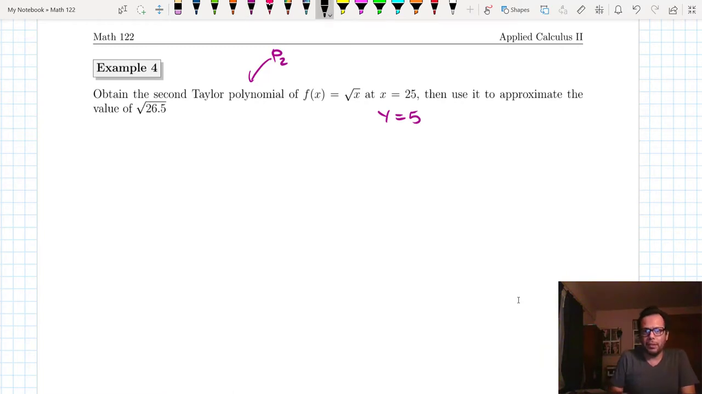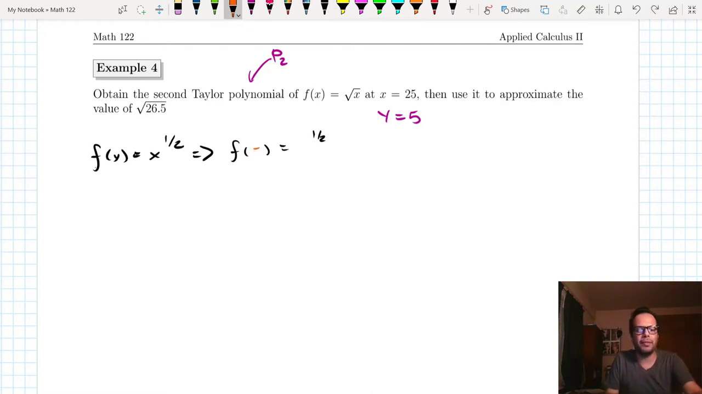So let's see. f of x equals not square root of x, but x to the 1/2. And then we are going to take the derivative and evaluate this at f of 5. Okay, I know I already got it here. Let me do it again just to follow the same procedure as I did on the previous example. This is 5.